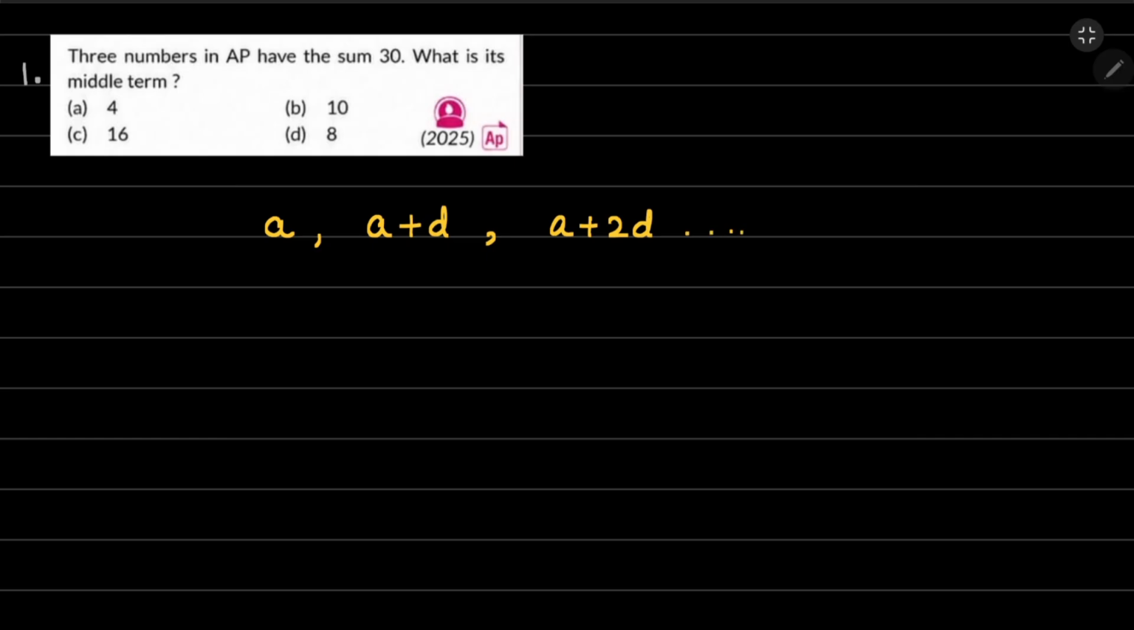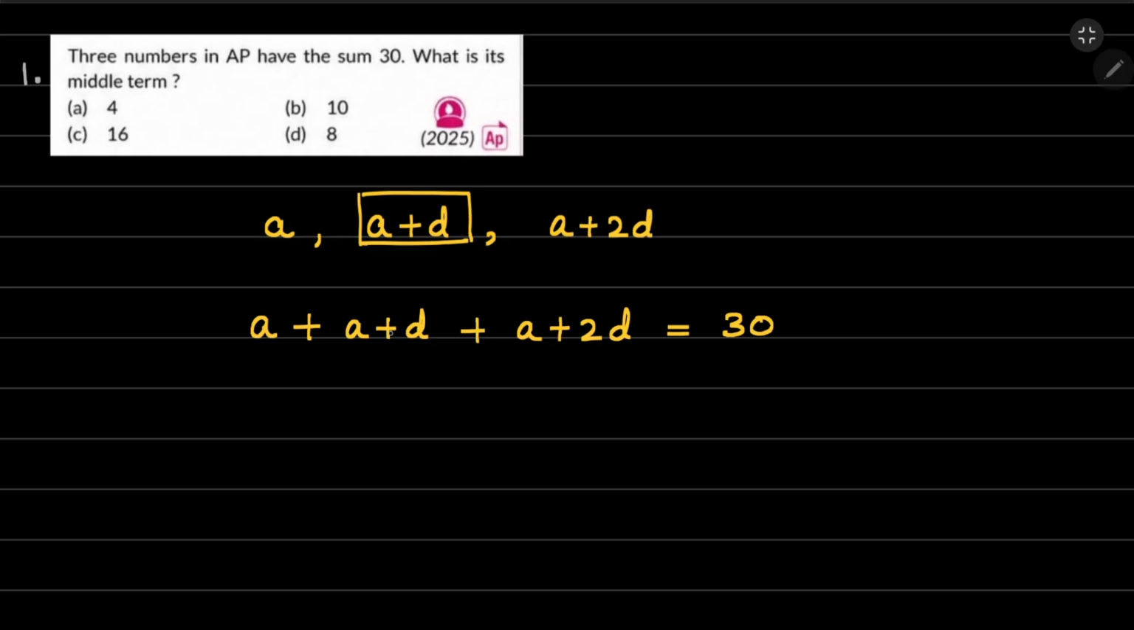Now what is given? The three numbers in the AP, so we are only talking about the first three terms. The three numbers in the AP have the sum 30. So when you add the three numbers, that is A plus A plus D plus A plus 2D, the sum is equal to 30, right? What is the middle term? So here A plus D is the middle term. You have to find A plus D.